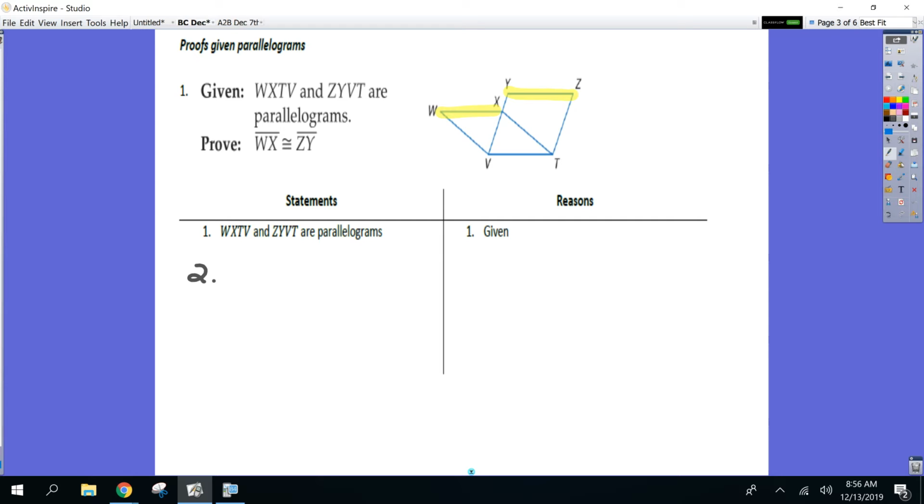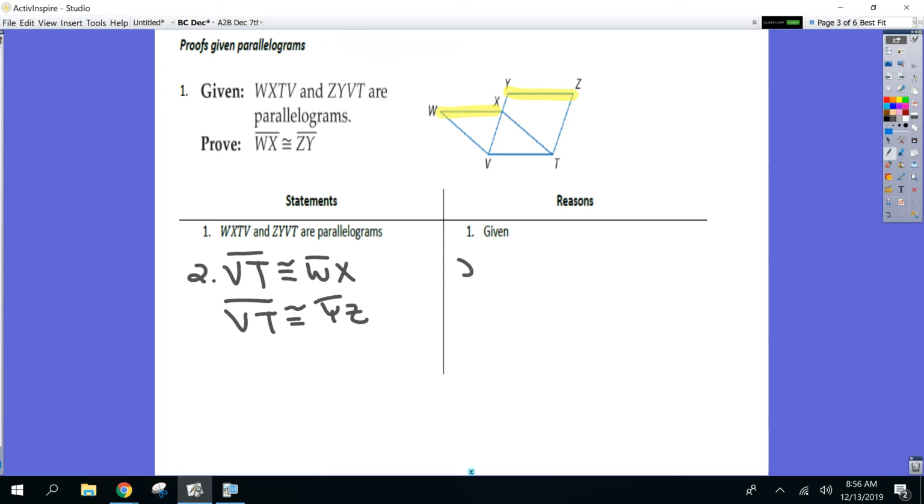But you said VT was equal to VT. You didn't say that VT was equal to an opposite side. You don't need that step in there. You can just tell me, ready? VT is congruent to what? WX. And VT is also congruent to what? YZ. You don't need to say they're equal to each other, though.